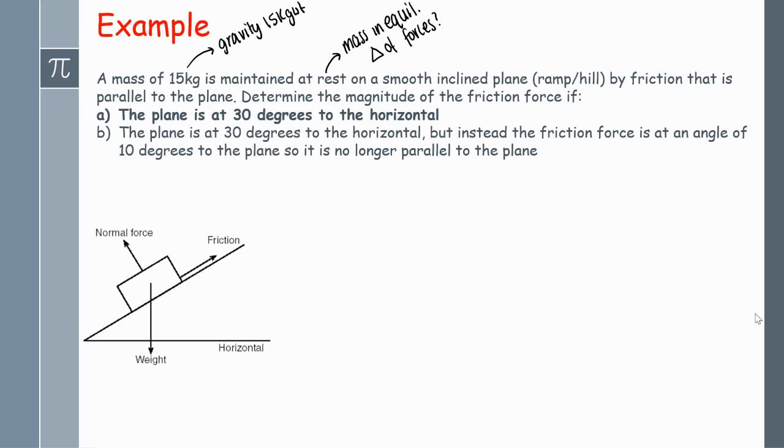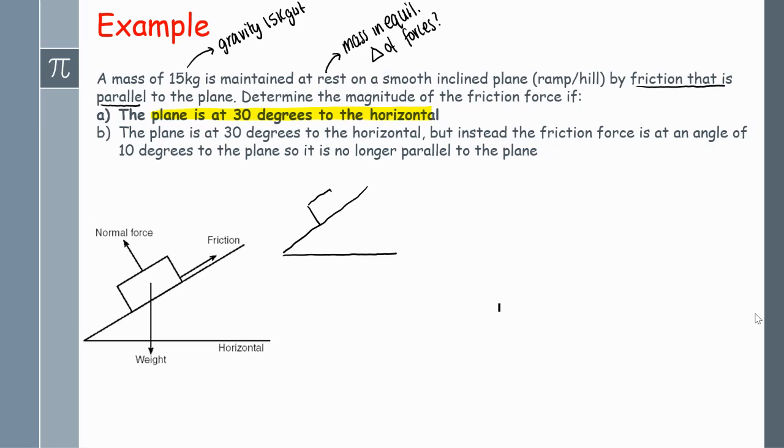The mass is at rest on a smooth inclined plane. So just imagine this to be like a ramp or a hill. And it's resting there because a friction force is acting parallel to the plane, which you can see in the diagram below. We need to determine the magnitude of the friction force, our force F here, if the plane itself, so the hill or the ramp, is at a 30-degree angle with the horizontal.